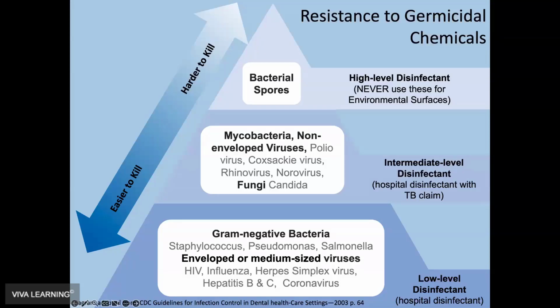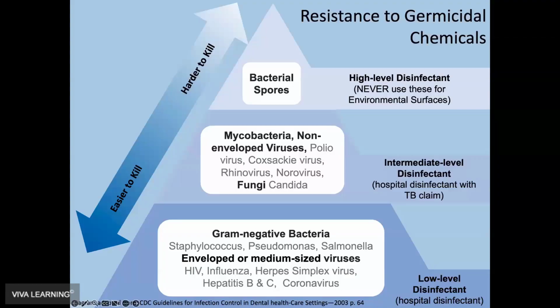Those that are at the intermediate level include mycobacteria, non-enveloped viruses, poliovirus, rhinovirus, norovirus, fungi, candida, and those that are easier to kill include staph, Pseudomonas, Salmonella, enveloped or medium-sized viruses, HIV, influenza. And keep in mind, hepatitis B and C are very easily killed, as well as coronavirus and herpes simplex virus as well.